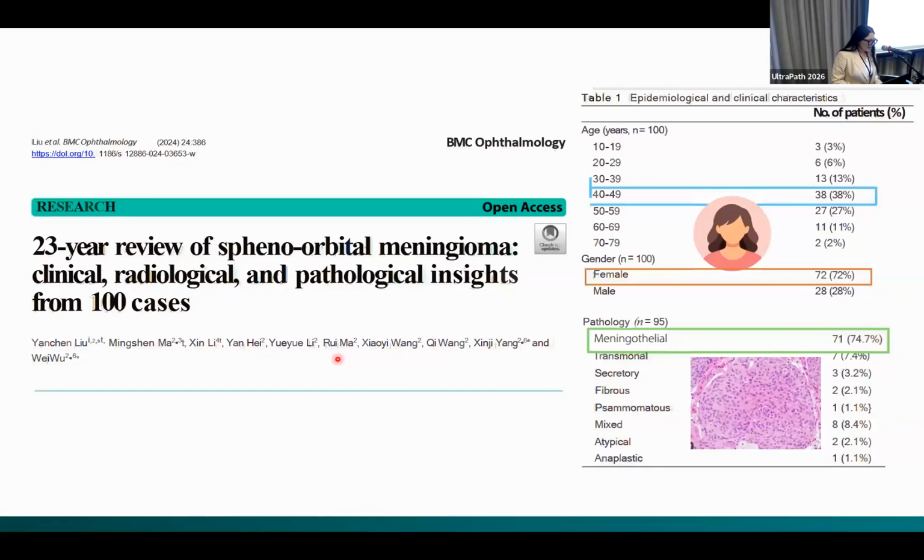This is another article that explains the clinical, radiological, and pathological findings about meningiomas in this location, the spinal orbital. They found that the most frequent group was female in their 40s, but a pediatric group was also included, and this is a very rare entity. Actually, it represents less than 5% of all the cases.